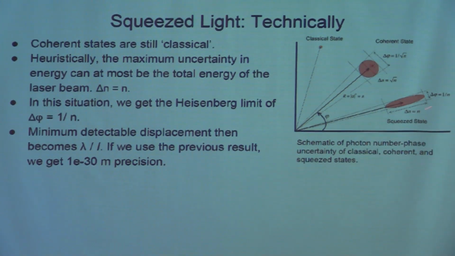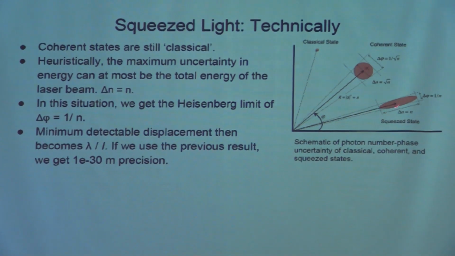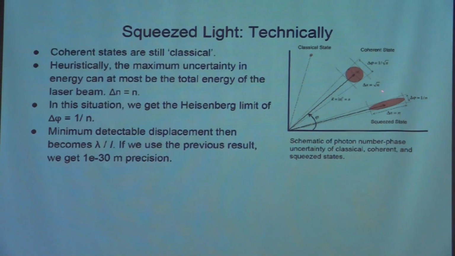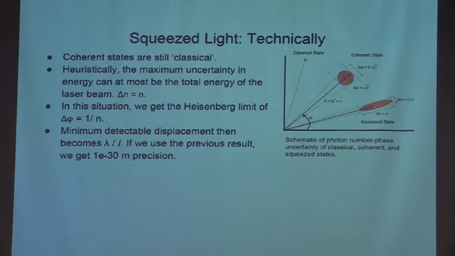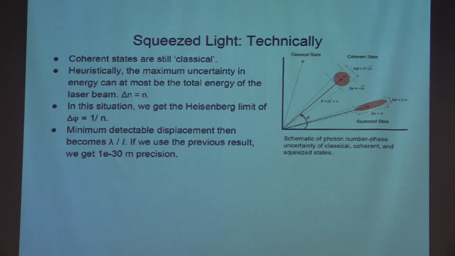This one is okay. In this particular case, we're squeezing in this direction. So the size of the ellipse will get bigger, bigger, bigger. When the ellipse occupies the whole thing here, then delta n equals n. It means it will be squeezed in this direction and very narrow in the perpendicular direction. And narrow in the perpendicular direction means very small uncertainty in delta phi.